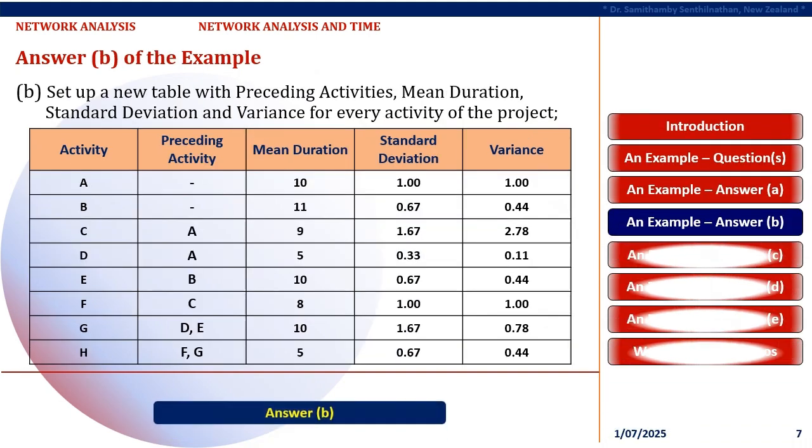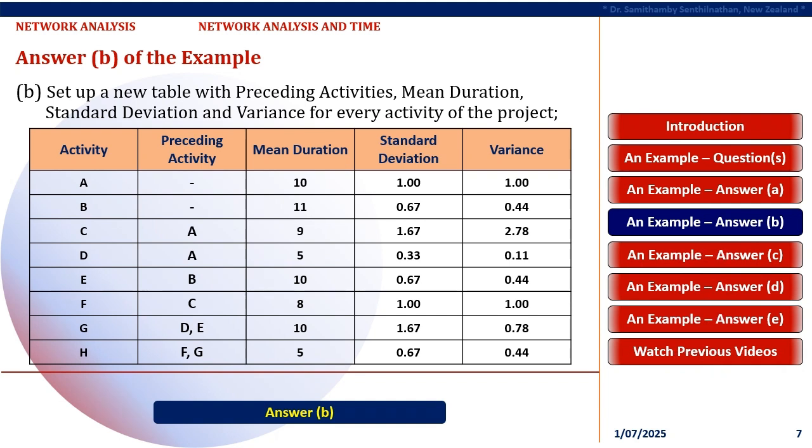Question B. Set up a new table with preceding activities, mean duration, standard deviation and variance for every activity of the project. Answer B. For this question, you have to reproduce the table in the answer 4A, with an additional column next to the activity column. The additional column can represent the preceding activity or activities of each of the activity in the project. The new table consisting of activities of the project, and their respective preceding activity or activities, mean duration, standard deviation, and variance are given in a new reformulated table.